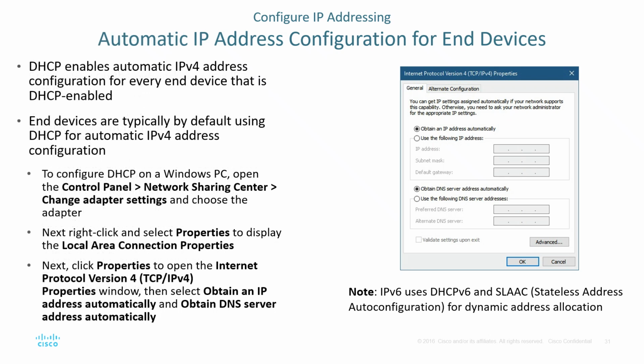Automatic IP address configuration for end devices. So normally when you go into your machines, your devices, your PCs, they will be on obtain an IP address automatically. This is because there is a protocol called DHCP, Dynamic Host Configuration Protocol, which enables automatic IP addressing for every end device that is DHCP enabled. This is something you will learn more about in Cisco 2.